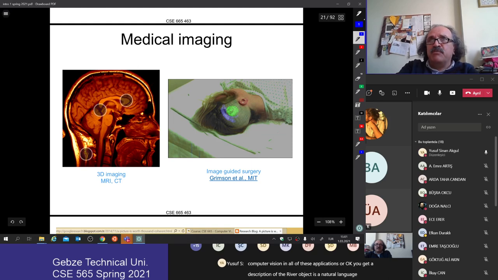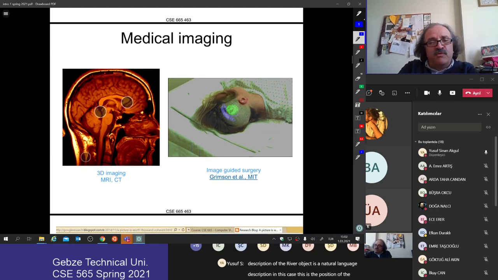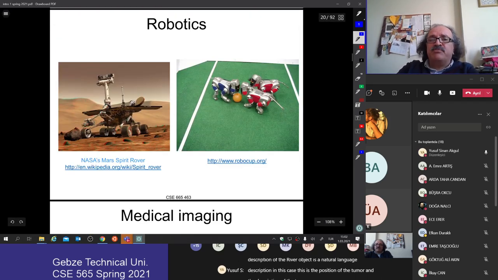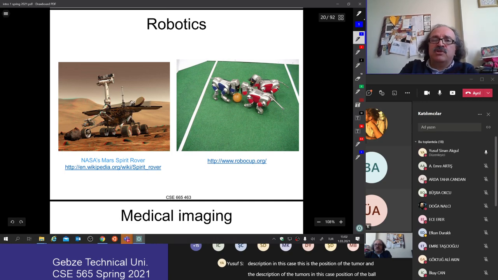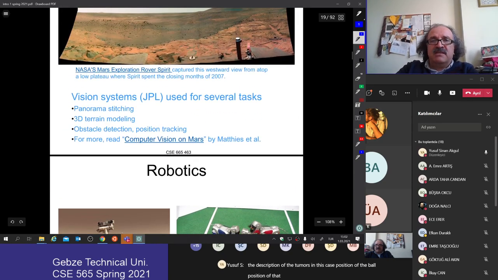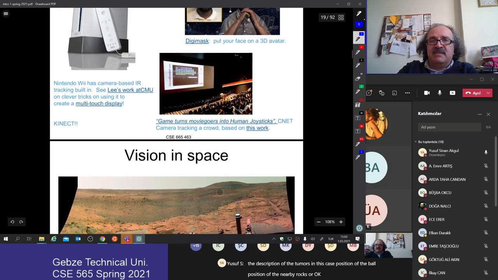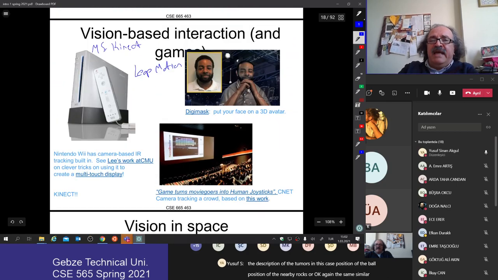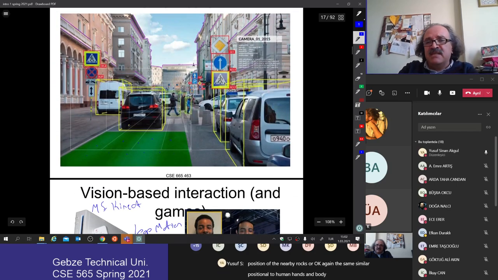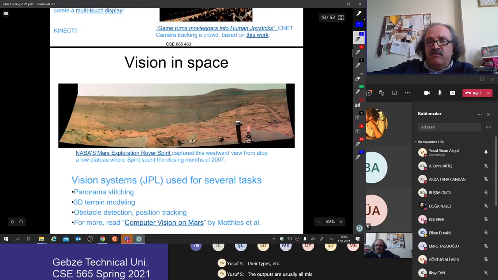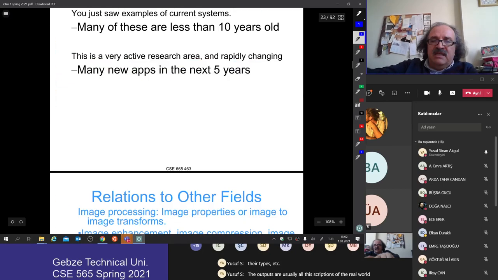In this case, this is the position of the tumor and the description of the tumor. In this case, position of the ball, position of the nearby rocks. Again, similar: position of the human hands and body parts and their speeds. Position and the speeds of the nearby objects and their types, etc. The outputs are usually all descriptions of the real world objects, not another image.